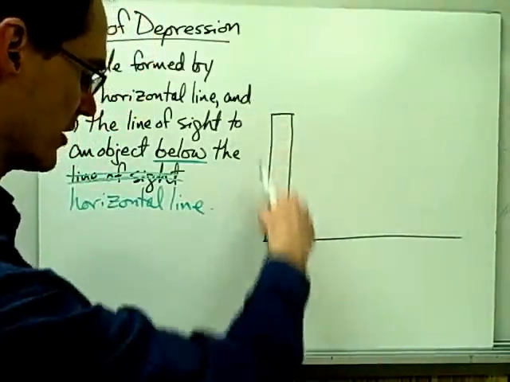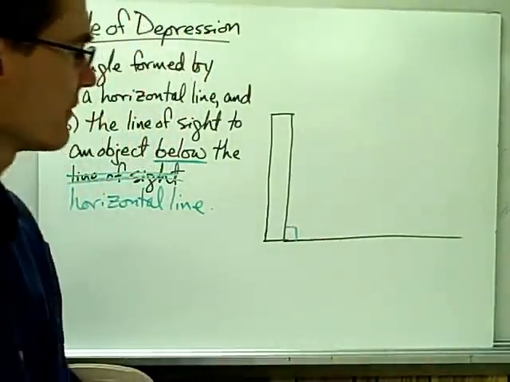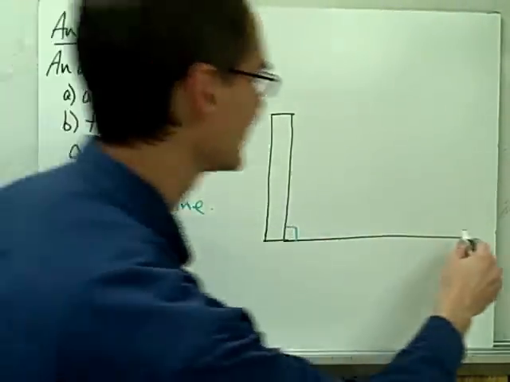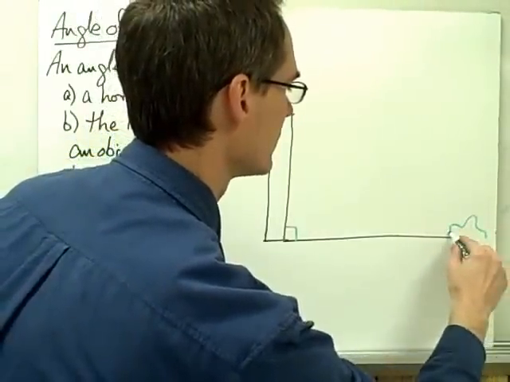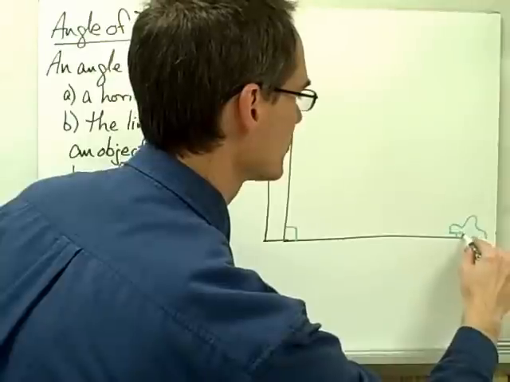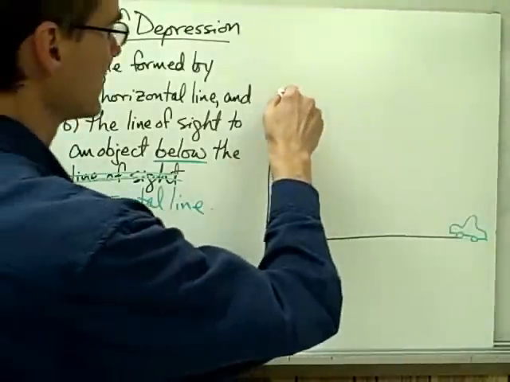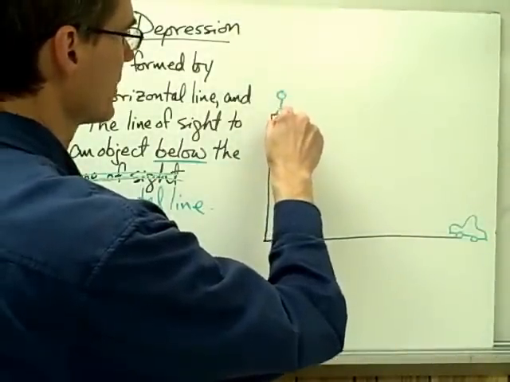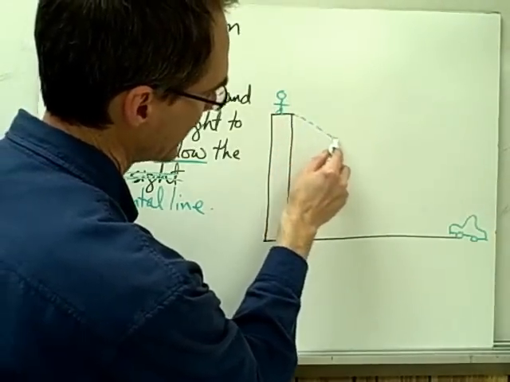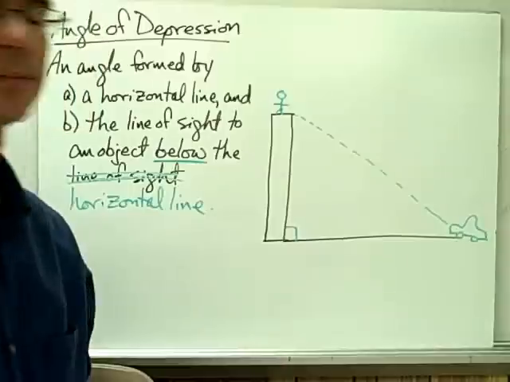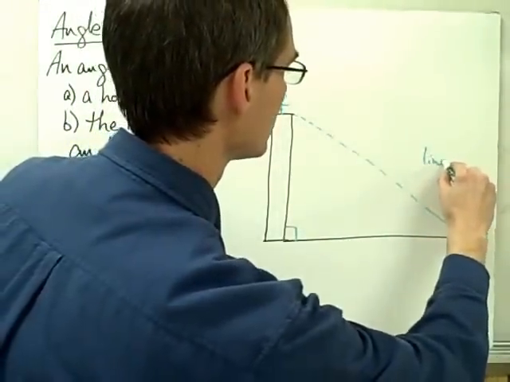We've got this building here, and again, I'm assuming that the building is straight up and down, so that forms a right angle. And let's say I've got a car parked over here on the street below, away from the building somewhere. And let's say I've got a person, an observer, standing up here on the top of the building, and this observer is looking down at the car. All right, so in this case, here's my line of sight right here.